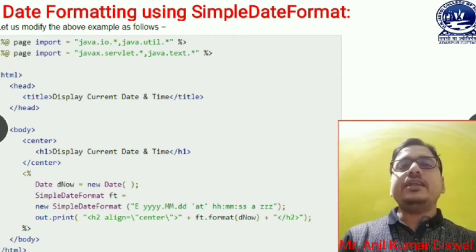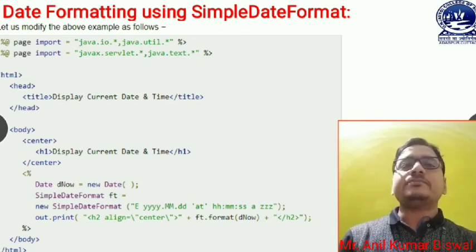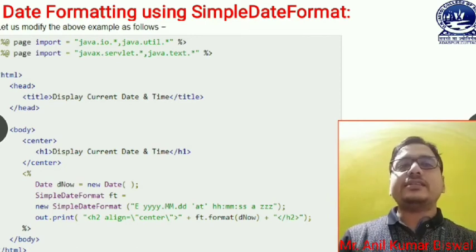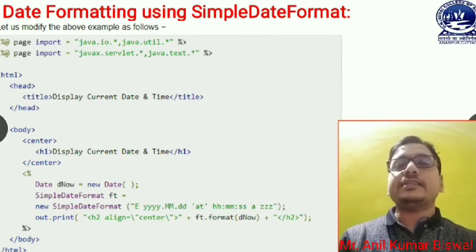Then similarly we can define another page directive tag in the same format with different packages. In that we can define the servlet package, then the text package. By using these four imports in this program, next we can define our HTML tag. In that HTML tag we can have two sections: one is the head section, and the next one is the body section.